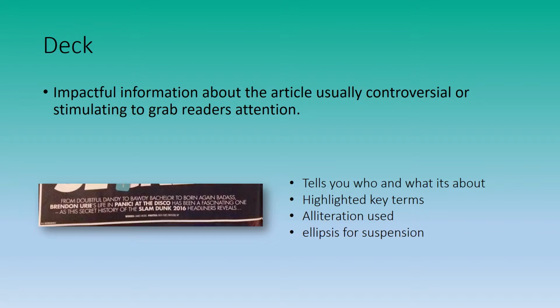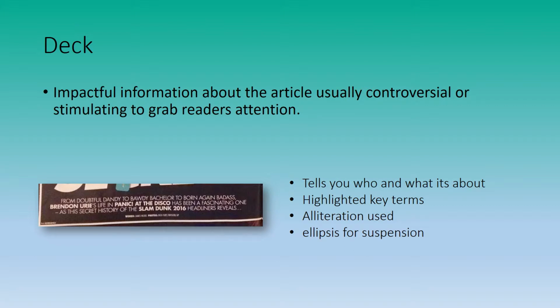Next I looked at the deck, so that's usually impactful information about the article. It's usually controversial, stimulating, political, offbeat. It's there to grab your reader's attention. So here it tells you the who and the what it's about, so we can see Brendon Urie, Panic at the Disco, Slam Dunk 2016. And these terms have been highlighted so the audience can look straight away, and if they're interested in Brendon Urie, Panic at the Disco or Slam Dunk 2016, they can instantly go, yeah, I like that, I'm going to read it.